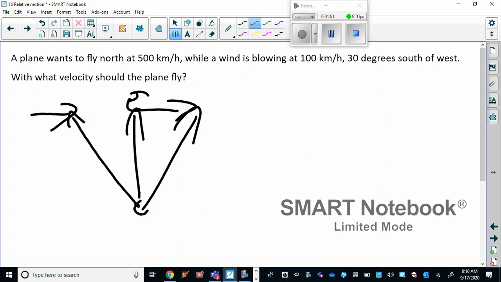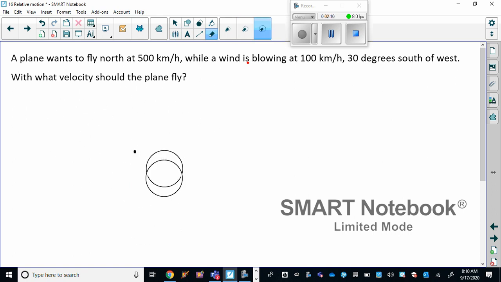Then when you add in the wind, you actually get to where you want to go. So this is what we're talking about for this problem. This problem is saying, which way should I fly so that I actually end up 500 kilometers per hour north?